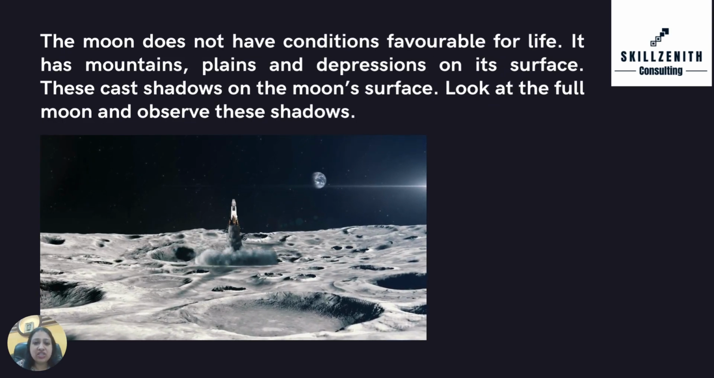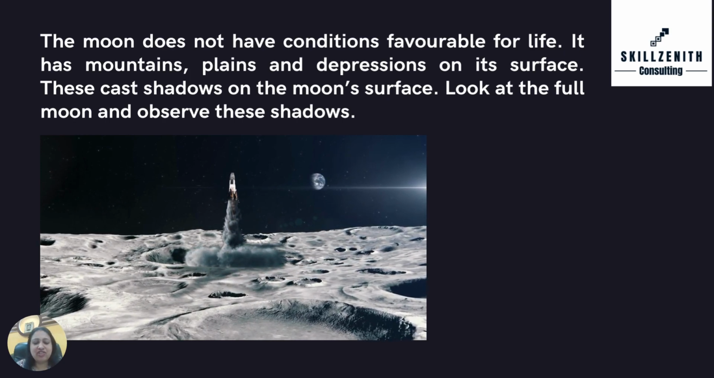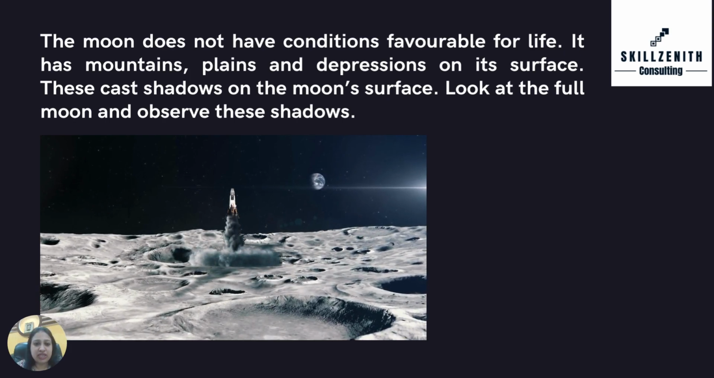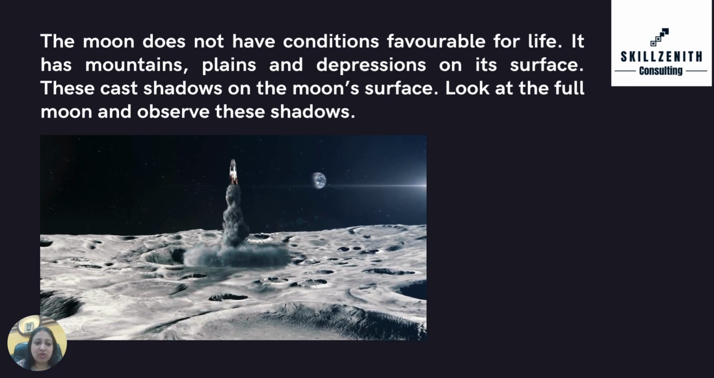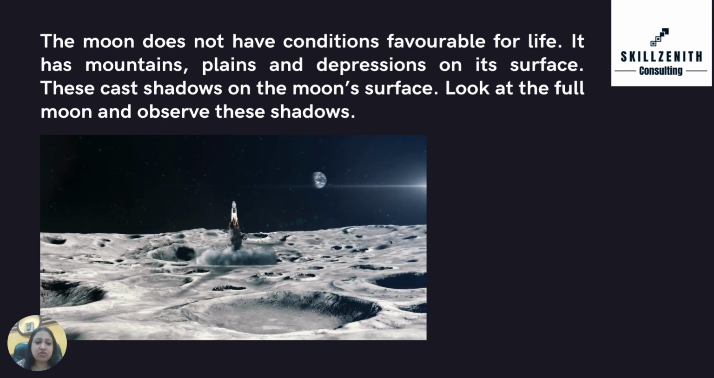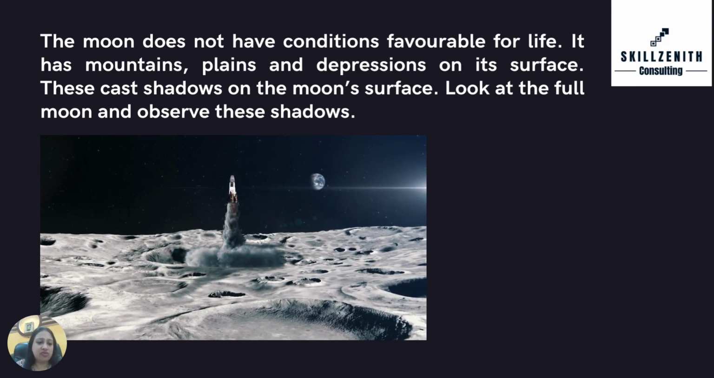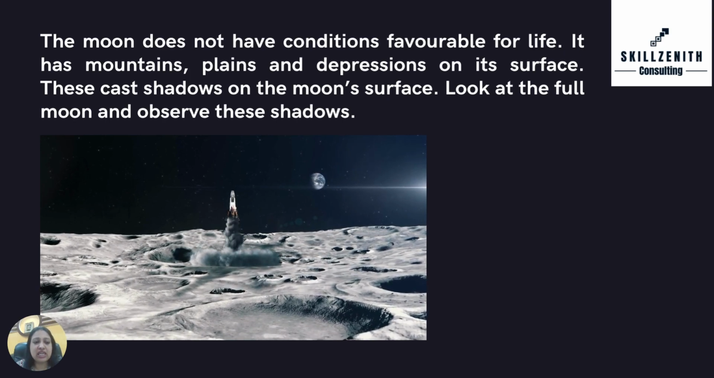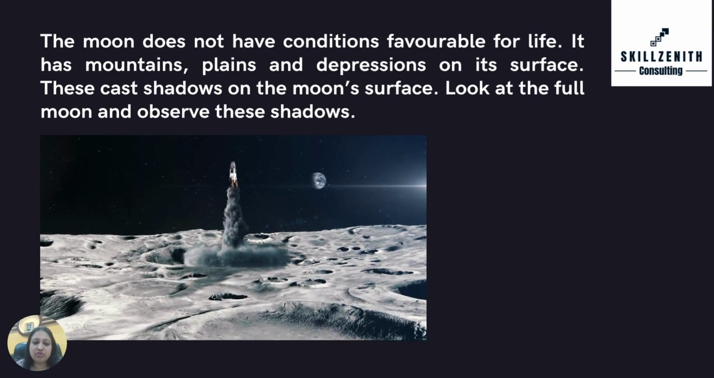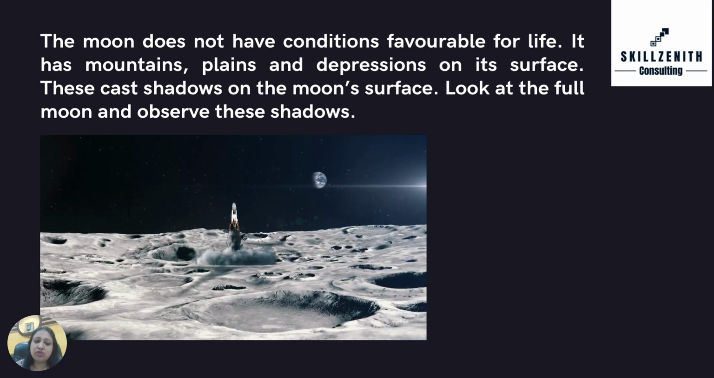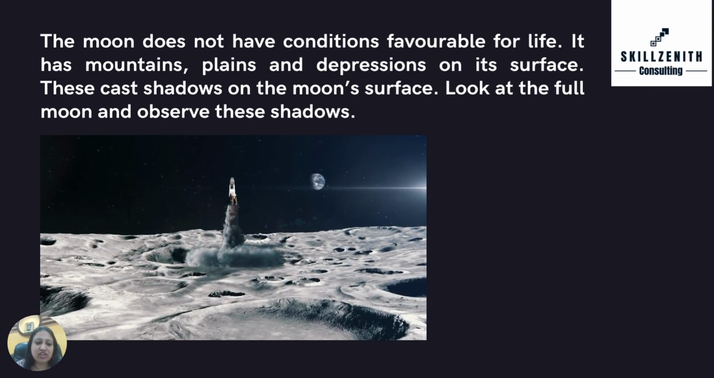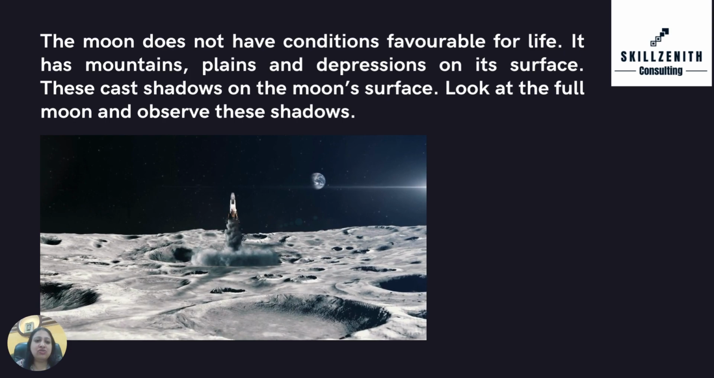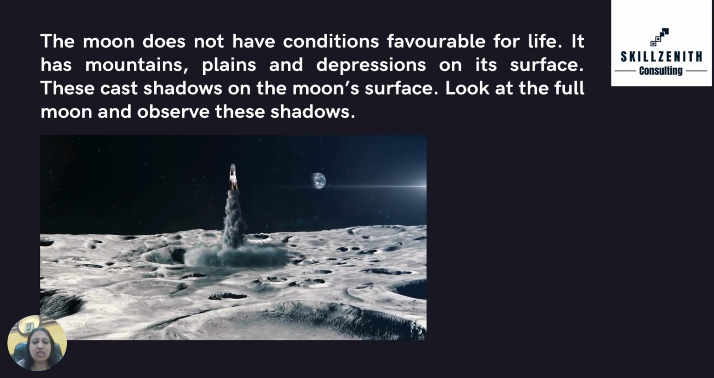The moon does not have conditions favorable for life. The conditions on the moon do not support life. It has mountains, plains, and depressions on its surface. So, this is roughly how the surface of the moon would look. These cast shadows on the moon's surface. Look at the full moon and observe the shadows. If you see the full moon, you can possibly see all these shadows. Whatever shadows you see are the shadows of the mountains, plains, and depressions found on the moon.